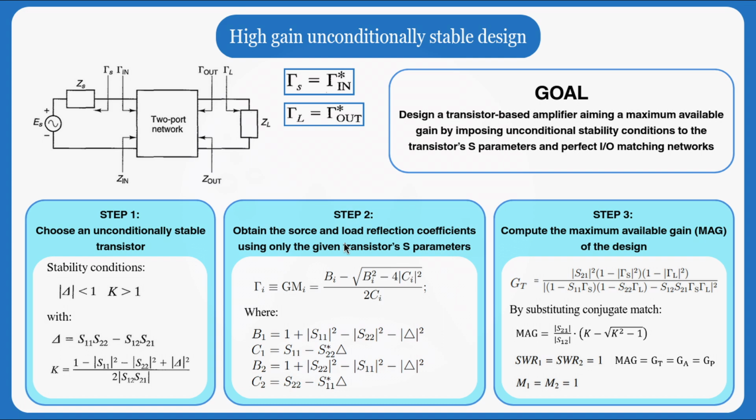Finally, in step 3, the MAG value will be directly calculated from the S parameters and the Rollett factor. This formula is obtained by applying a conjugate match in the transducer gain formula.